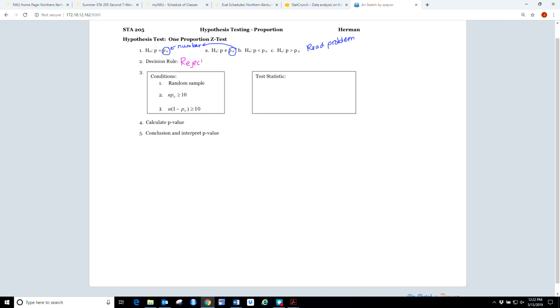So again, I'm going to reject the null hypothesis and instead then believe the alternative hypothesis if our p-value, which again is our new fancy name for our probability, is less than our significance level, which will be alpha.